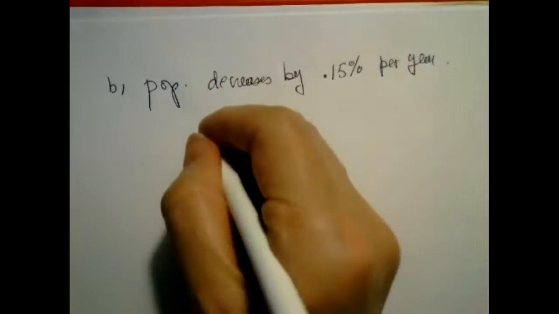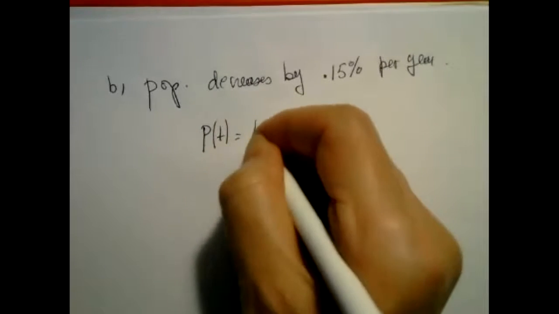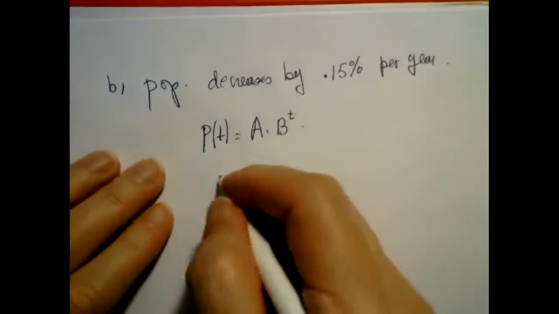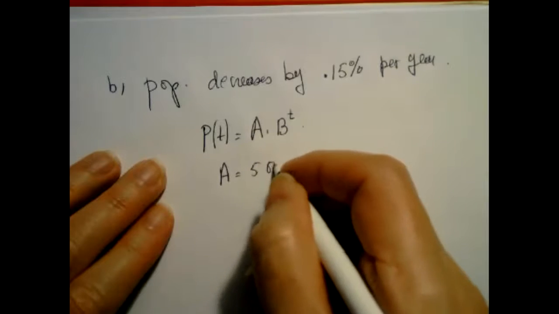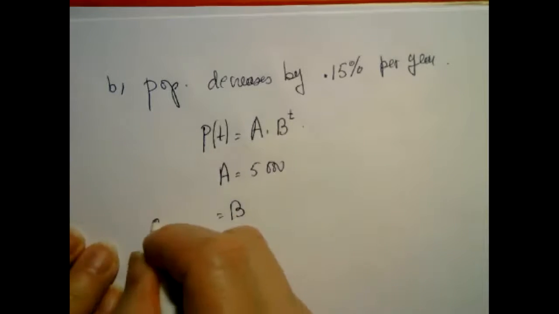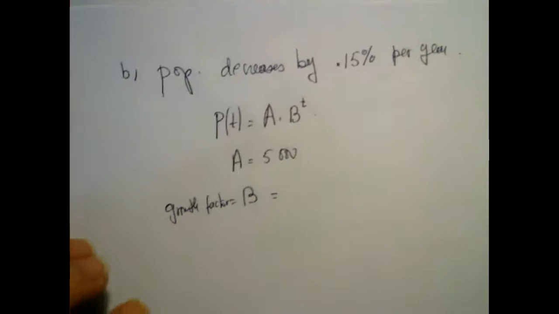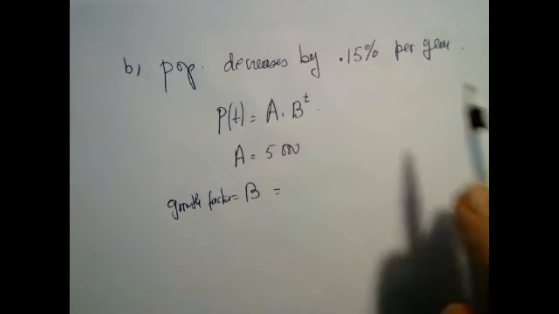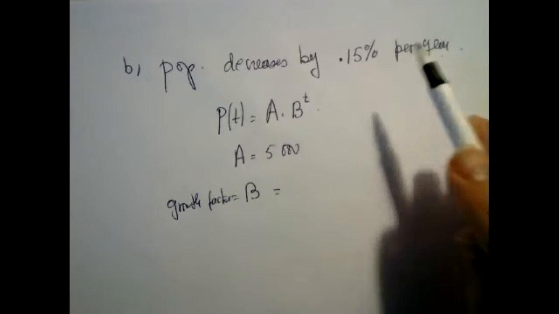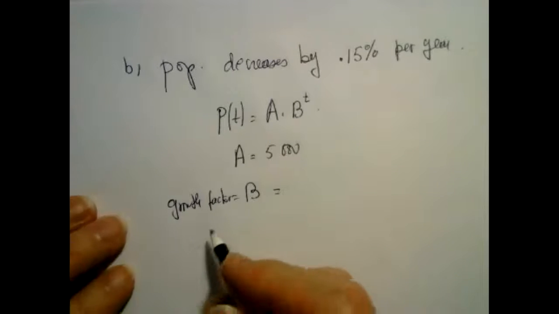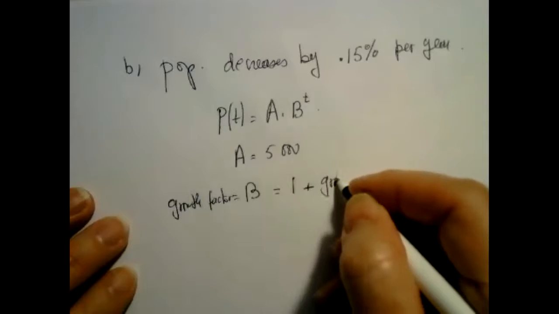Okay, the population here is exponential. It means it has the form a constant times b to the t. A is always what we're starting with, which is 5,000. B, what we call the growth factor, that's up to you to compute. It's not the 0.15%. That's not the growth factor. Basically, it's what's left over. If you lose 0.15, how much is left over? So that's 1 plus the growth rate.